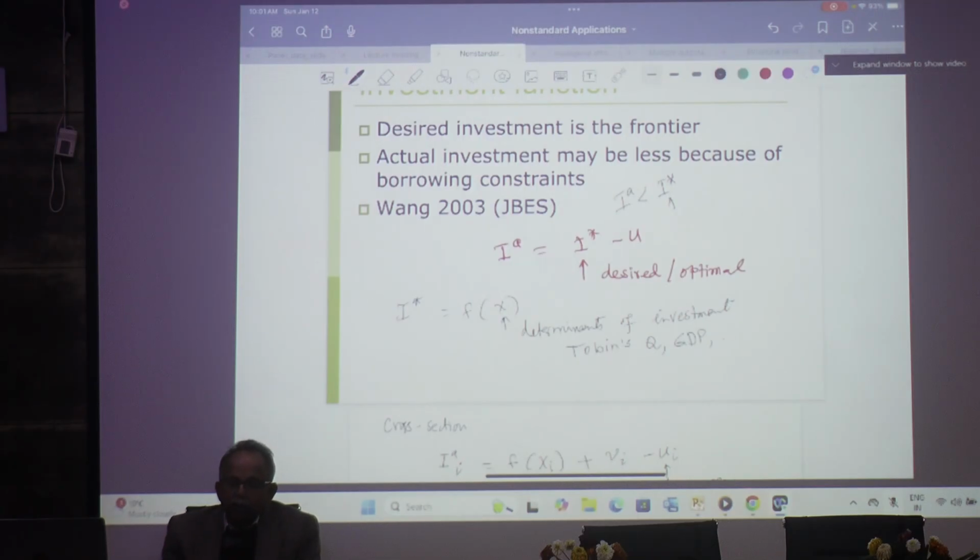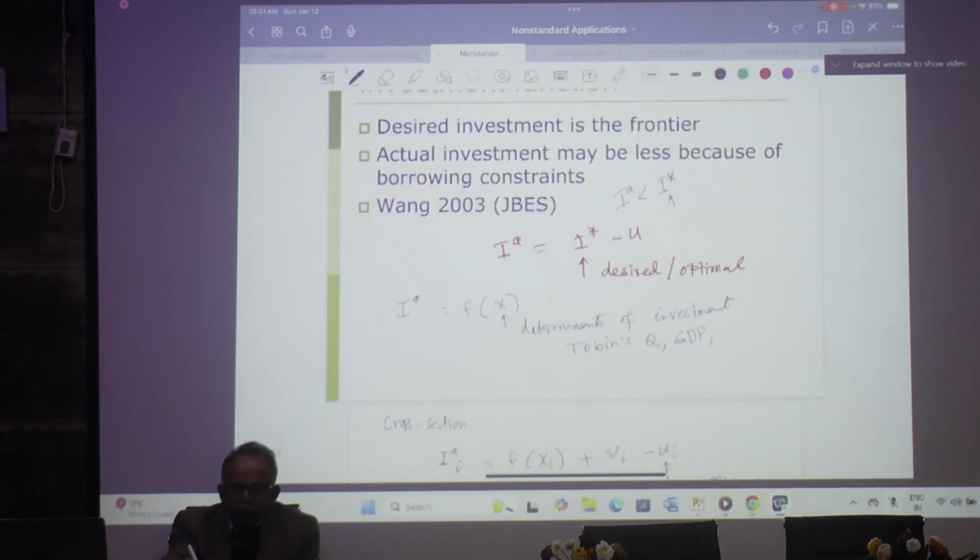So in this case, since this is less than that, I can just say that actual investment is optimal minus something. In this case, u is non-negative.